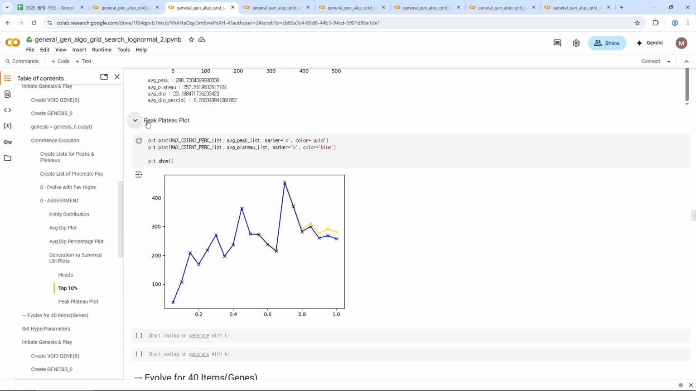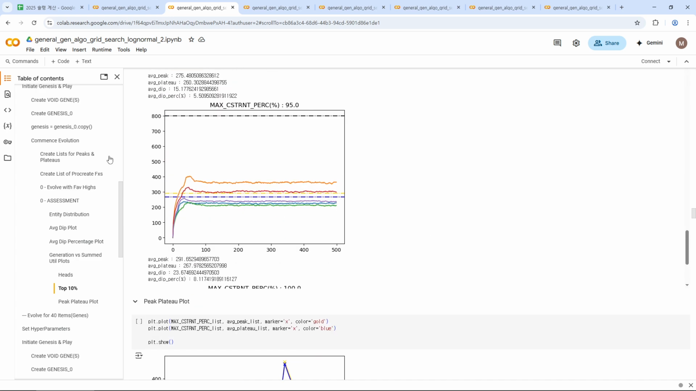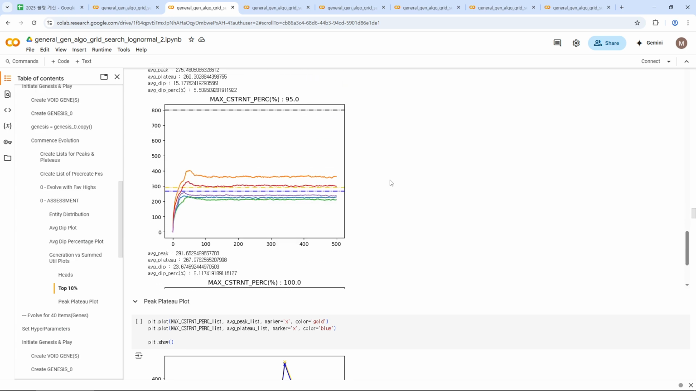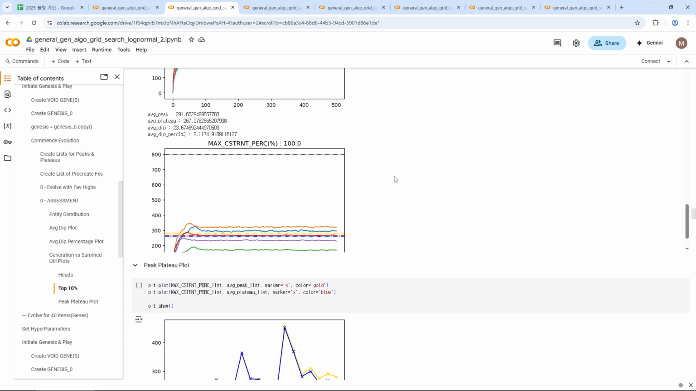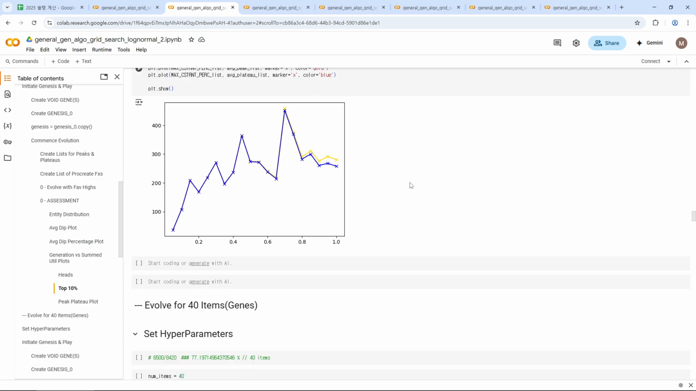Peak plateau plot. So this is quite unusual, as shown also here as well. But this plot is also unusual, again due to the fact that the items are being sampled from a log normal distribution per iteration, and that's what causes the abnormality in values.